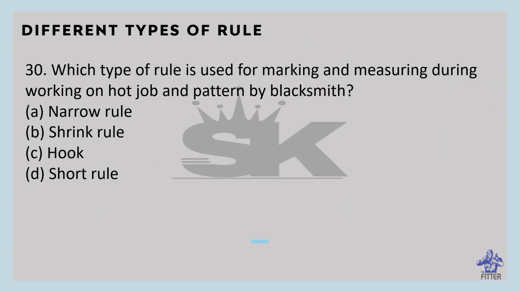Which type of rule is used for marking and measuring during work on hard jobs and patterns by a blacksmith? That is the shrink rule. It is a special type of rule used to ease pattern making or core box work. It looks like a simple rule, just the graduations on it are bigger than a simple rule, because shrinkage allowance is added to each division of the shrink rule. We have discussed it before, right?